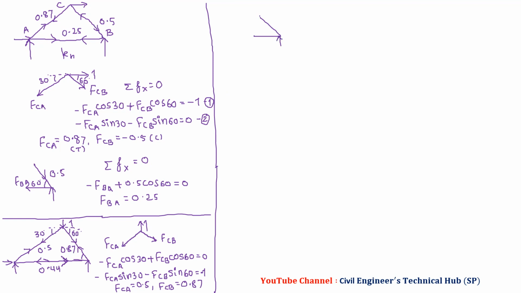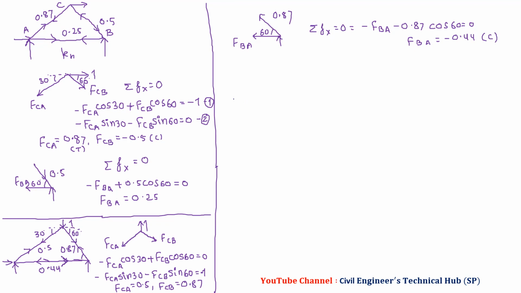So we have this force, that is 0.87, and this is 60. If we consider FBA, then we apply ΣFx = 0, and that is minus FBA minus 0.87 cos 60 equal to 0. And that will give me FBA as minus 0.44, and that is compression.